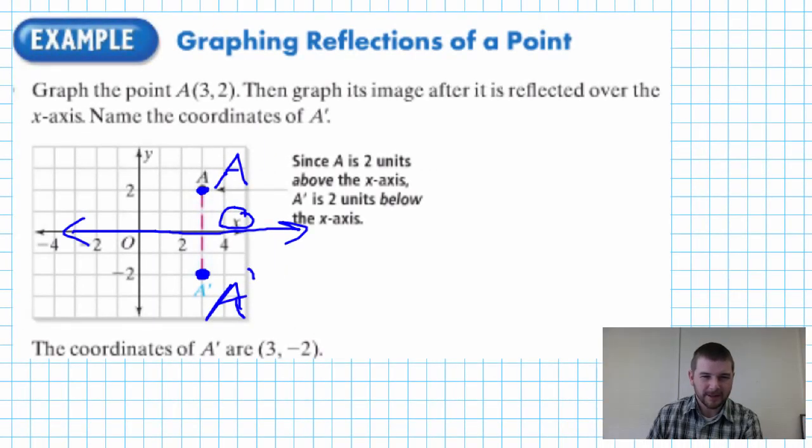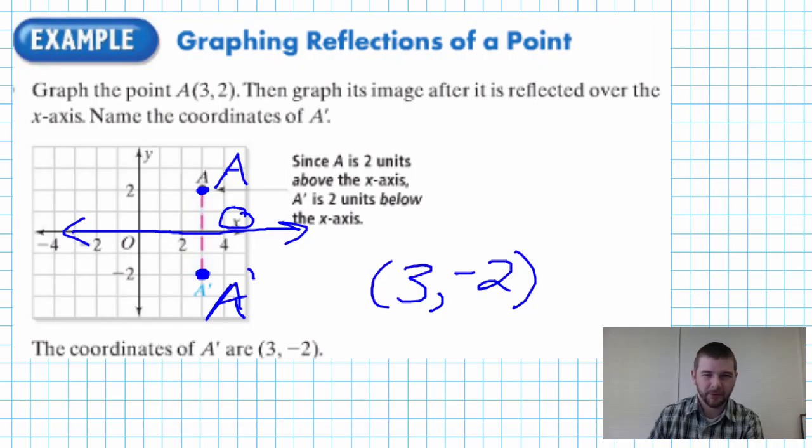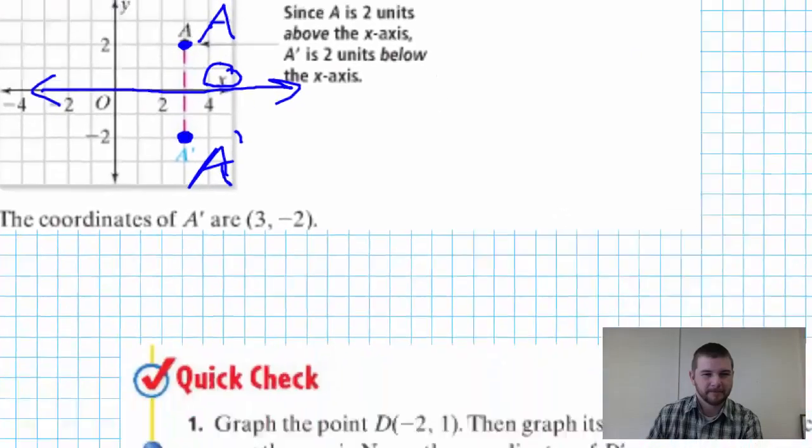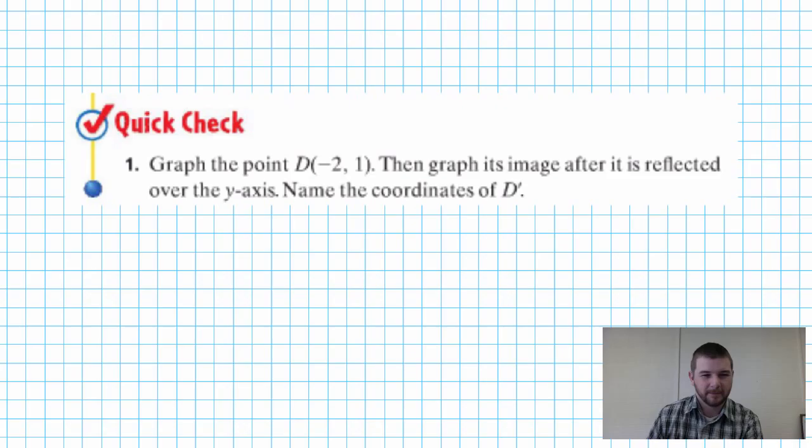So therefore the coordinates we were asked to find of A prime are, from the origin, right 3 and down 2. So the coordinates of A prime are (3, negative 2). Now it's time for a quick check. Graph the point D (negative 2, 1), then graph its image after it's reflected over the y-axis. Name the coordinates of D prime.